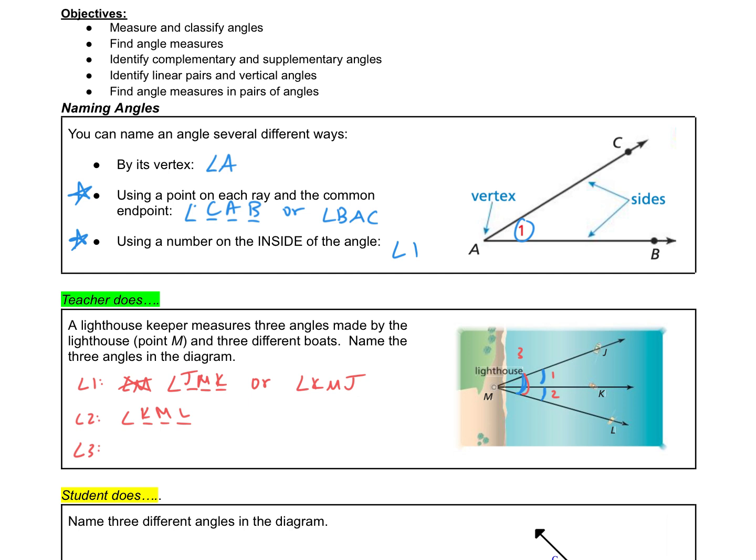And then angle 3, the entire angle, the whole big angle. The vertex is M, so it has to go in the middle. On this side, I have point J. On this side, I have point L. So I can put J and L. Now, I can reverse the order. So I did that with 1. I didn't write it down for 2 and 3.